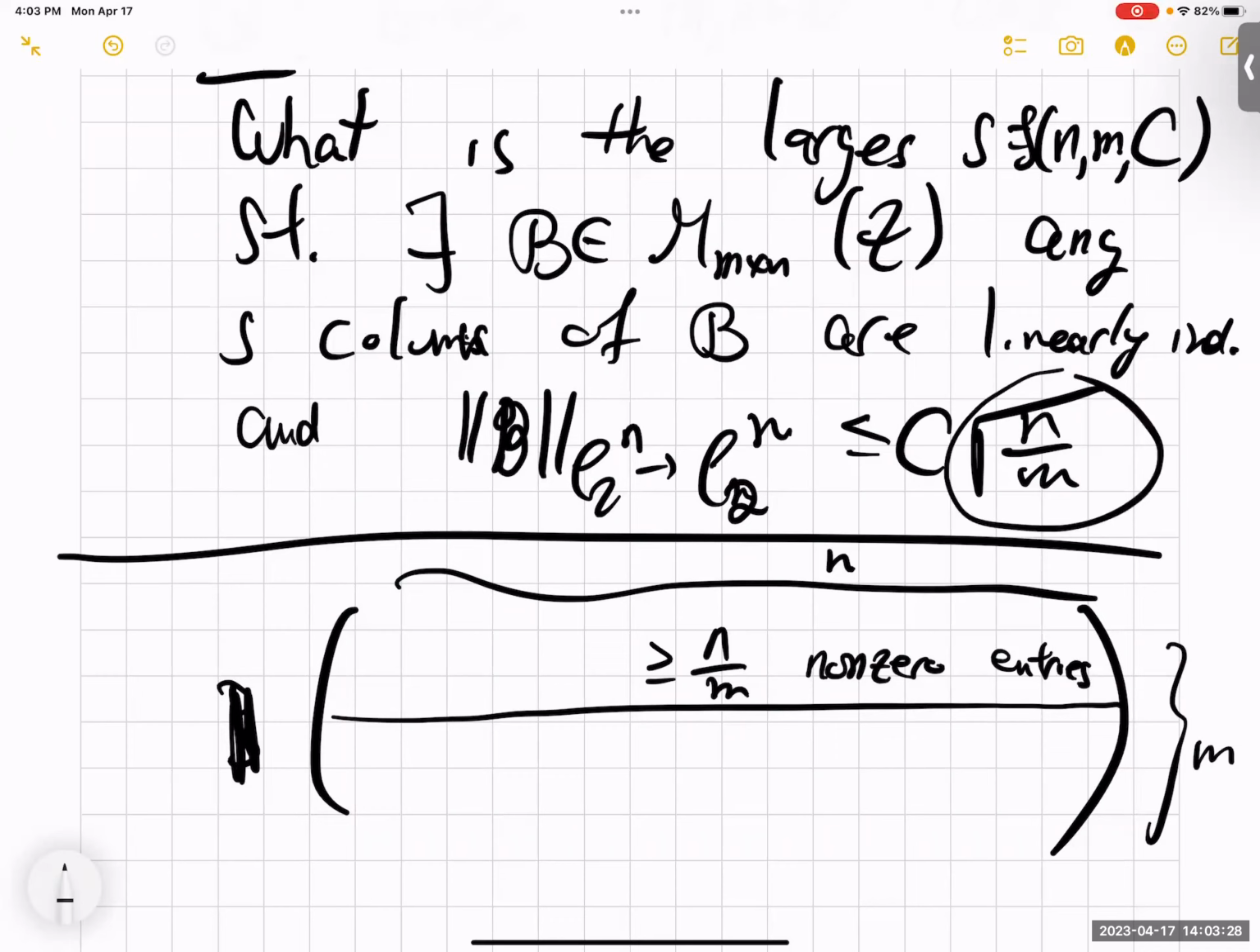And the question is, how large can you make SB so that you can get a matrix with operator norm at most root N over M, times 100, let's say. So we give some bounds, which may be optimal. I do not know if they're optimal, using a probabilistic construction. But this is just a very nice geometric question about norms of matrices, which I do not know the answer to.